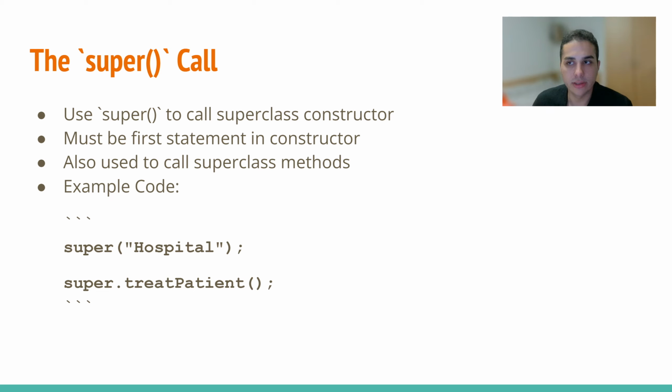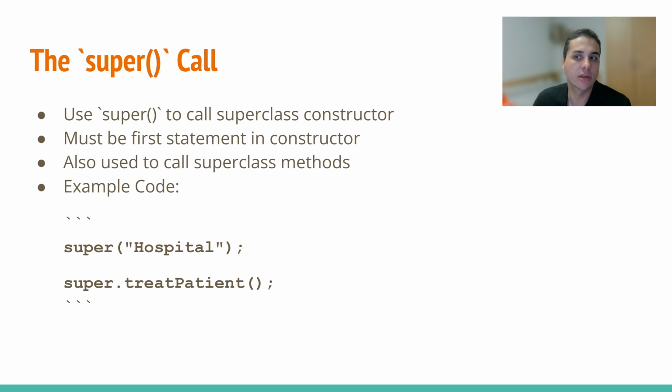And super is a keyword used to refer to the superclass. Using super inside the constructor calls the parent class's constructor. This must be the first statement in the constructor. You might use super and give it parameters to call a specific superclass constructor. And if you don't call it explicitly, Java inserts the implicit super, the no-argument version.